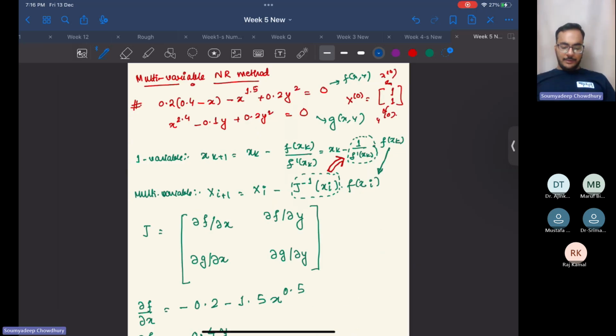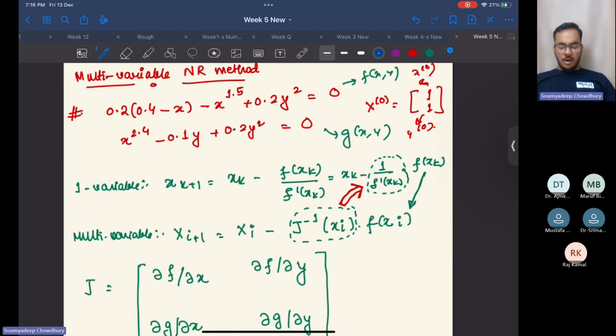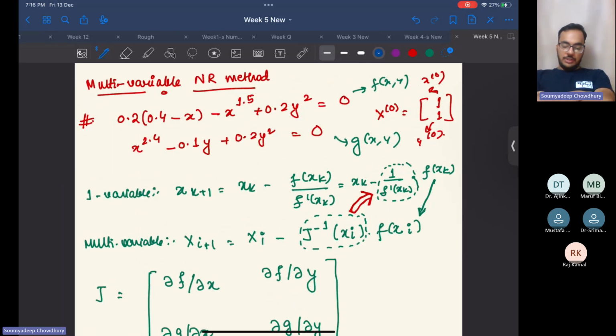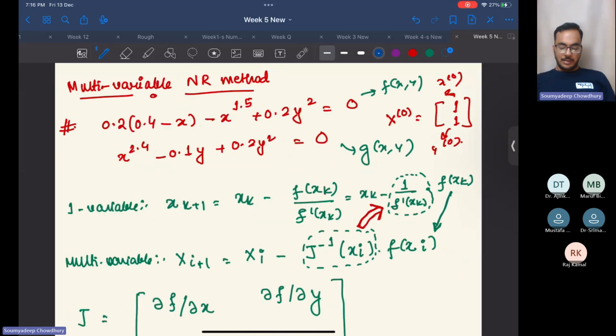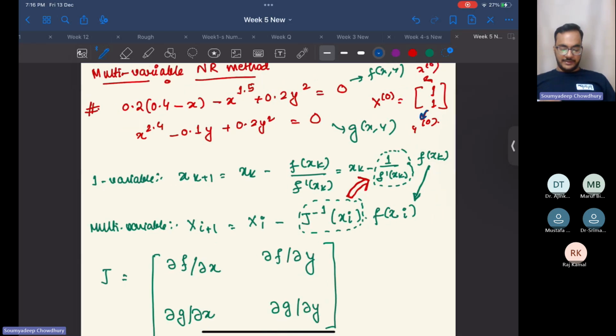So this was about the single variable Newton-Raphson method. Now we move to the multivariable Newton-Raphson method. Again, the concept is the same, only your iterative formula will change. Here you have two equations with two unknowns. x and y are the two unknowns, and these are the two equations which are given to you. Your initial value is given as x of 0, which equals 1, 1. That is, on the right you can see here I have given it. So your x of 0 is 1 and your y of 0 is 1. This is the meaning of the initial matrix.